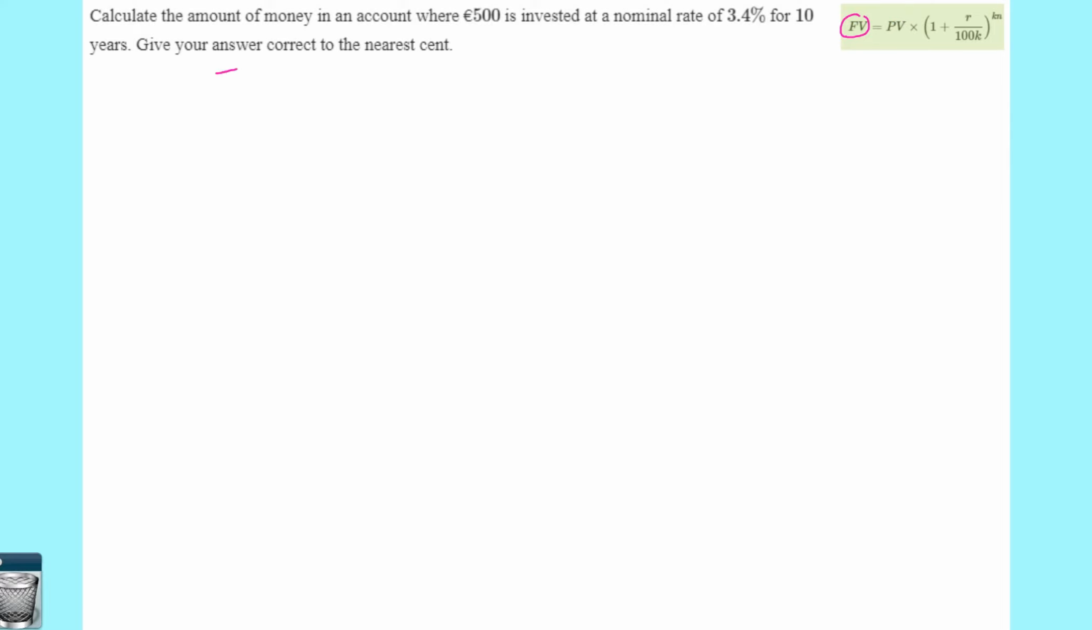Okay, so we're going to do 500 times 1 plus the rate, which is 3.4 over 100, times K. This is happening every year, annually, so K is just going to be 1. Then K times N, where N is the number of years, which is 10. So we just plug this into our calculator.